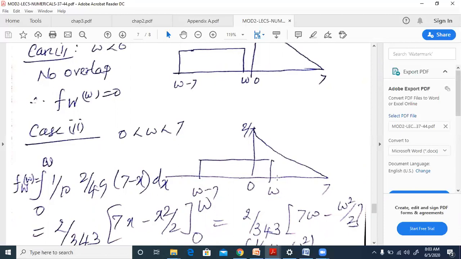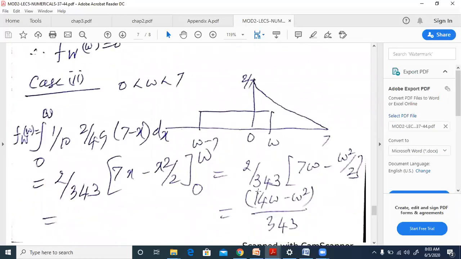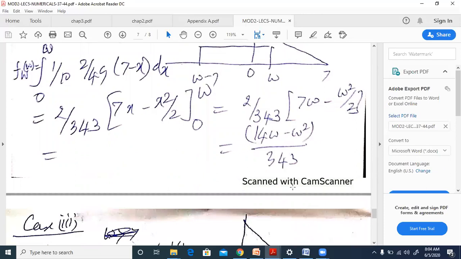Between 0 to w, limits will be 0 to w. So between 0 to w, it will be 1 by 7 multiplied by 2 by 49 multiplied by (7 minus x) dx, and this will be 2 by 343. 7 minus x will be integrated, will be 7x minus x squared by 2 with limits 0 to w, and we can just substitute the limits, and at the end we'll get (14w minus w squared) by 343.